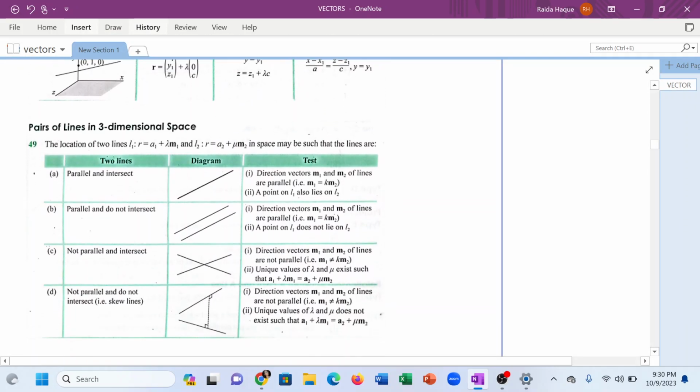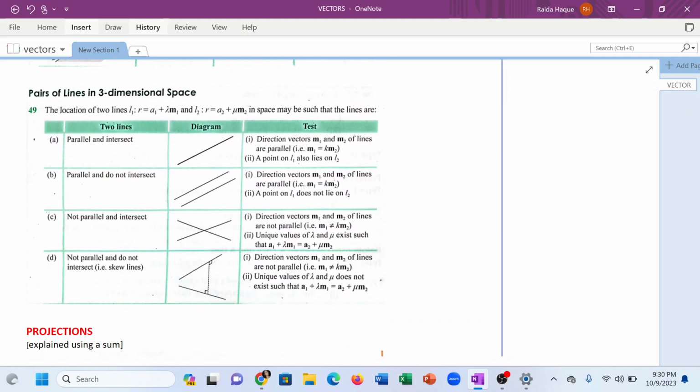Moving on to our next part, which is pairs of lines in three-dimensional space. The location of two lines, L1 where r equals a1 plus lambda m1, and L2 where r equals a2 plus mu m2, in space may be such that the lines are... We have four different conditions that might happen.